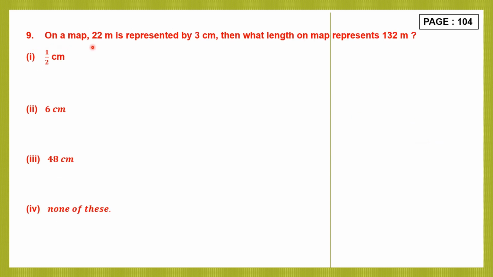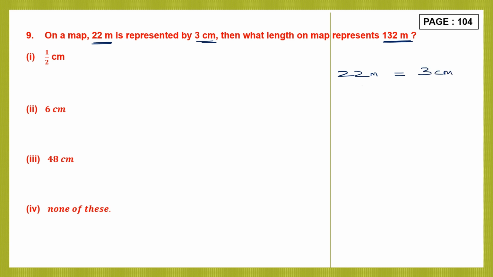Question 9. On a map, 22 meters is represented by 3 centimeters. You can't show the whole of 22 meters on a map because that'll be very, very long, isn't it? So it's represented by 3 centimeters. Then suppose you have a length of 132 meters. What will be its map view in centimeters? How will it be represented in centimeters? That is the question.